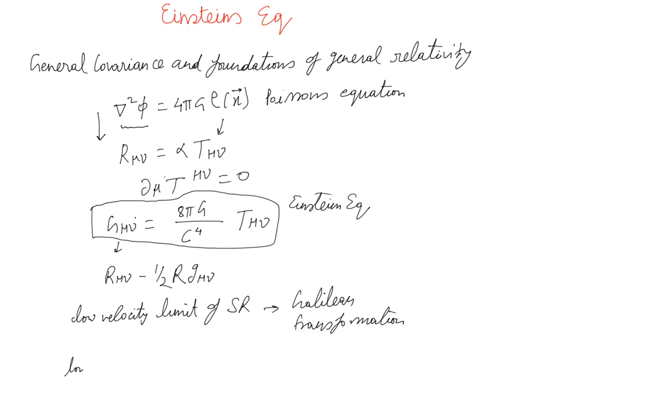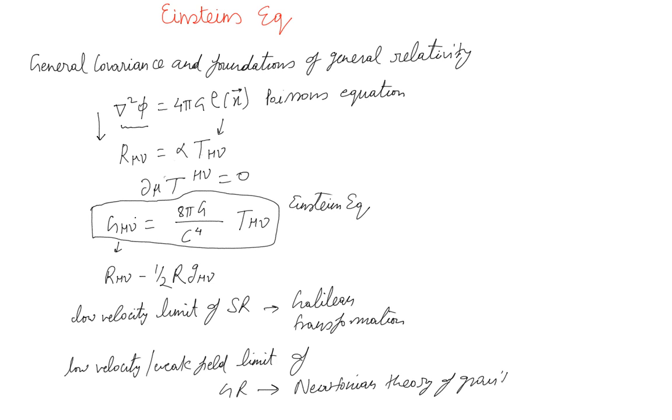But low velocity and low field, or weak field, you can say, velocity and weak field limit of GR actually results in the Newtonian theory of gravity. We can actually show that from this equation. So we can show that by considering that the velocities involved are low. Moreover, the field itself is weak.